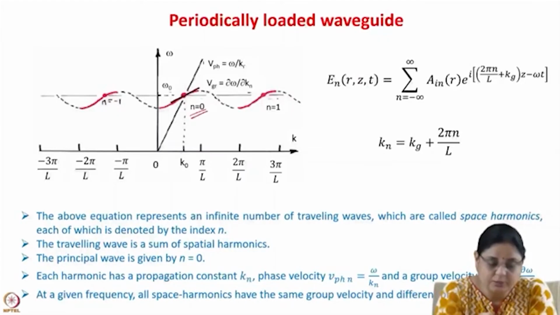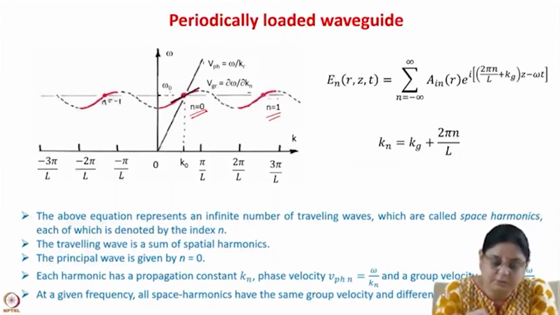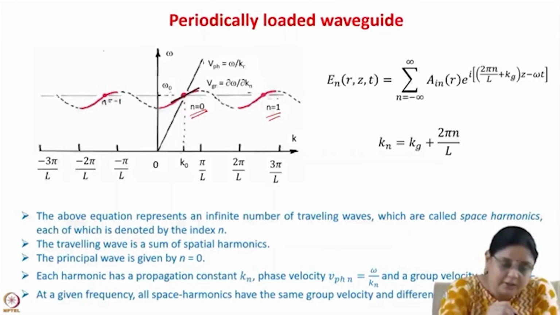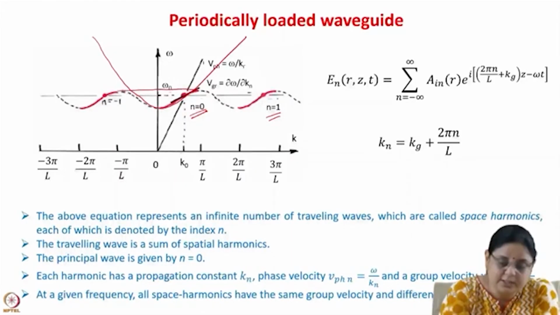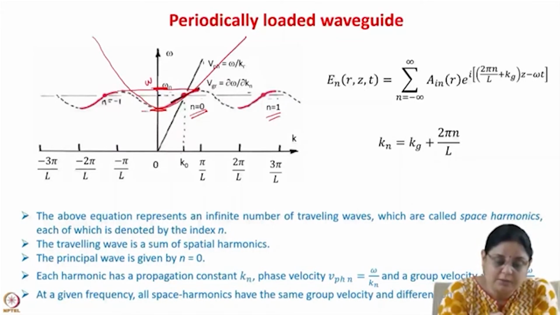So this is for n is equal to 0, this is for n is equal to 1, and so on. Okay. So here you notice that earlier, when there was no loading, the dispersion curve was something like this. Now you see that here it is taking a turn. So frequencies above this frequency are not allowed. So there was one cutoff frequency here, and now there is another frequency here above which the wave is not allowed.